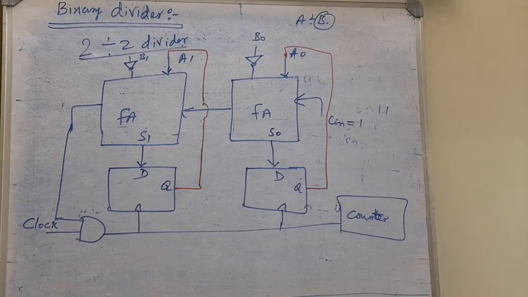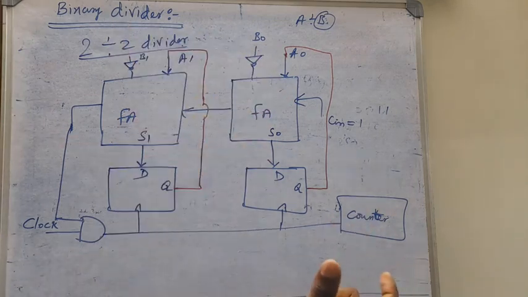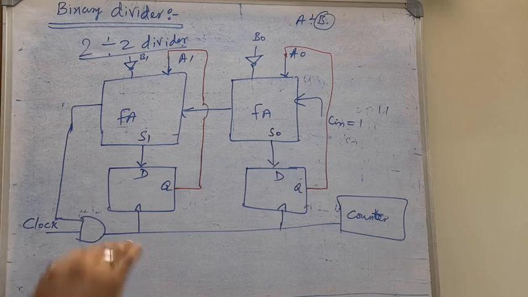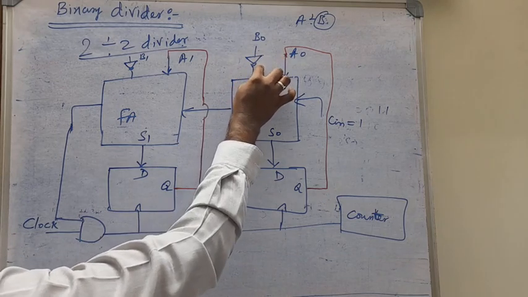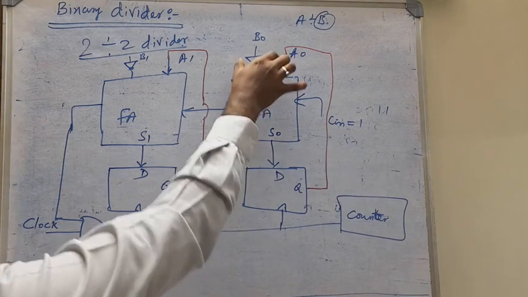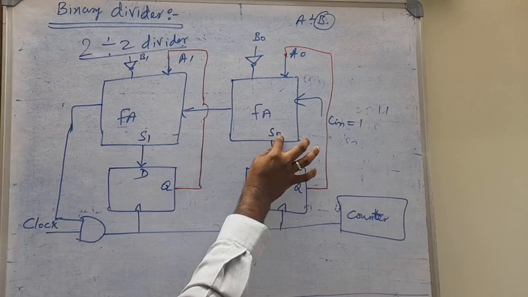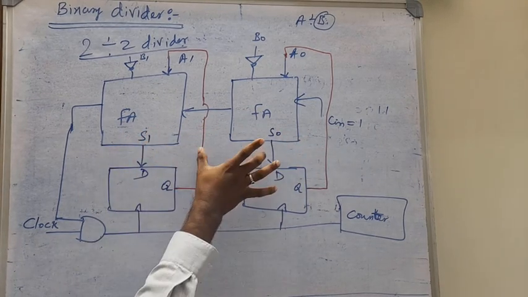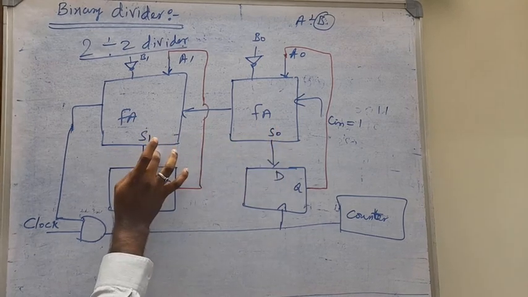Now I am going to explain the operation. First you take the A input and B input, and here we are dealing with successive subtraction. So you have to take the 2's complement notation. That can be done by using B naught. Here the complement is 1's complement, and here Cin is equal to 1, so 2's complement is done. Now I am adding this. Adding this means the sum result will be enabled at S naught and S1. Okay, the updated sum will be available at S0 and S1, right?